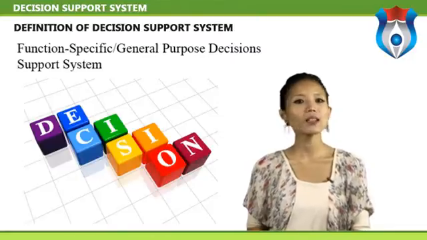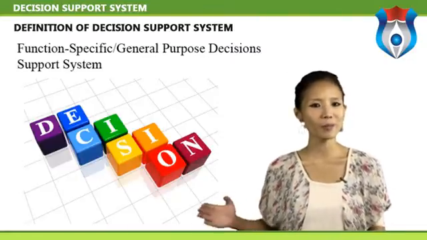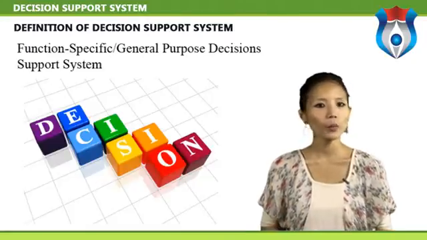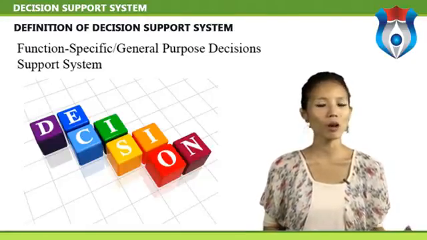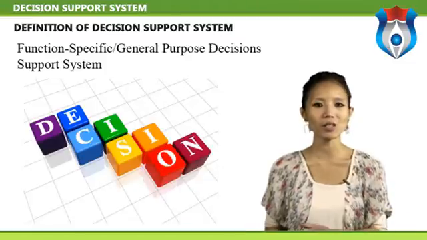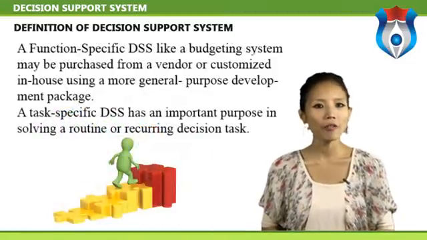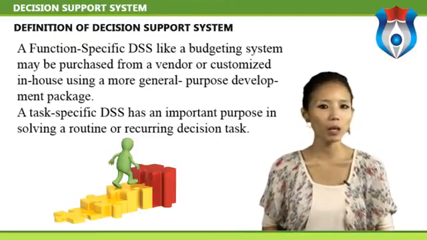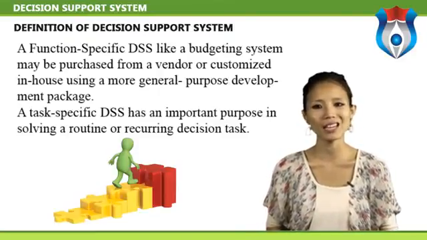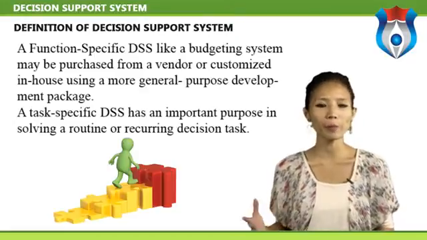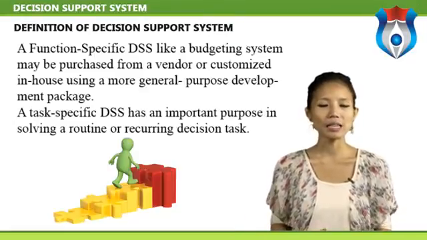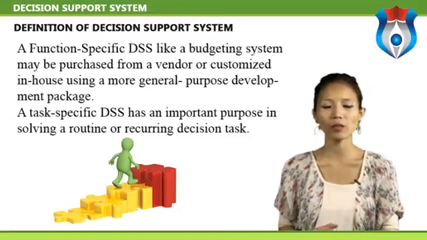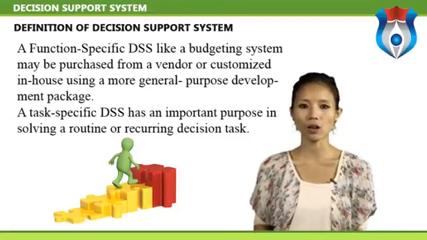Function-specific or general-purpose decision support system. Many DSS are designed to support specific business functions or types of businesses and industries. We can call such a decision support system a function-specific or industry-specific DSS. A function-specific DSS, like a budgeting system, may be purchased from a vendor or customized in-house using a more general purpose development package. A task-specific DSS has an important purpose in solving a routine or recurring decision task.